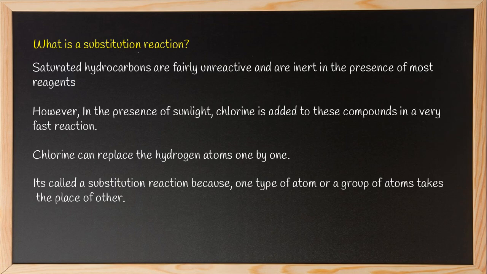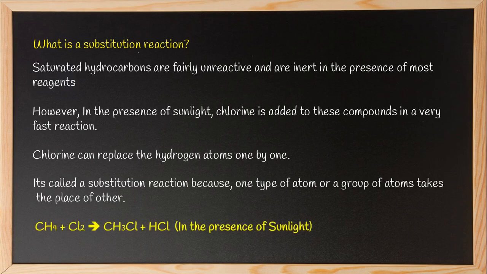For better understanding, let's look at a particular reaction. This is a substitution reaction. We have an alkane here, which is CH4. These reactions are only observed in the presence of sunlight. In the presence of sunlight, this CH4 reacts with chlorine, that is Cl2, to give rise to CH3Cl plus HCl.